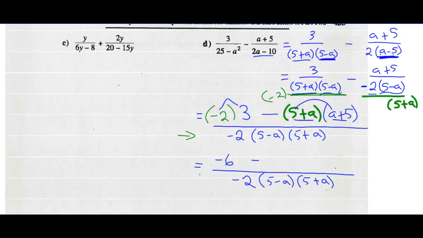5 times a is 5a. Keep this all in brackets. 5 times 5 is 25. A times a is a squared. And a times 5 is 5a. All right.